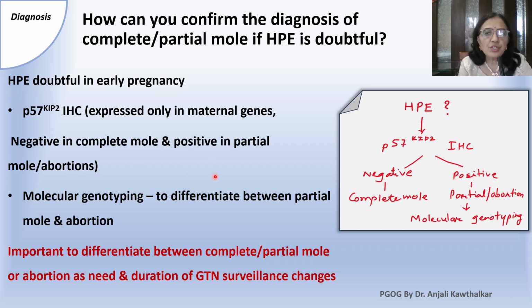If we want to differentiate between partial mole and abortion, then we have to go for molecular genotyping. Why is it important to differentiate between complete mole, partial mole, or abortion? The need and duration of GTN, gestational trophoblastic neoplasia, surveillance will change. For a complete mole, it will be for a longer duration compared to partial, because the risk of GTN is more with complete than partial mole. And with abortion, there will not be any need for GTN surveillance.